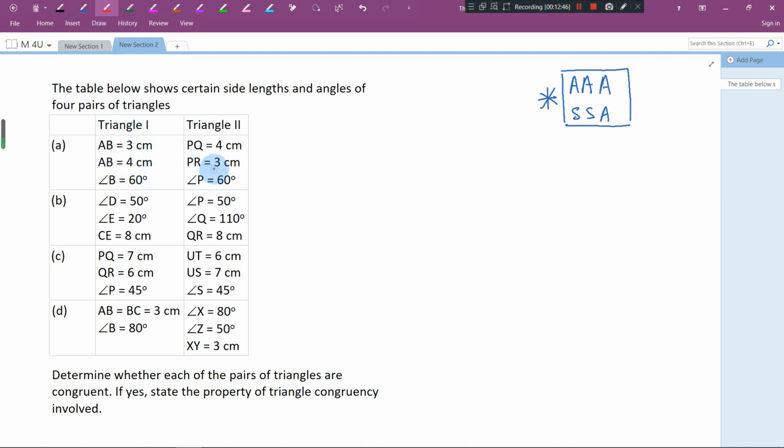We don't have the diagram, so what we need to do is to sketch a diagram. When we sketch a diagram, we don't have to really take a ruler and measure the length, or take the protractor and measure the angle, because we don't have the time, right? We can just simply sketch two triangles. Then we look at the properties given, and we can determine whether they are congruent or not congruent.